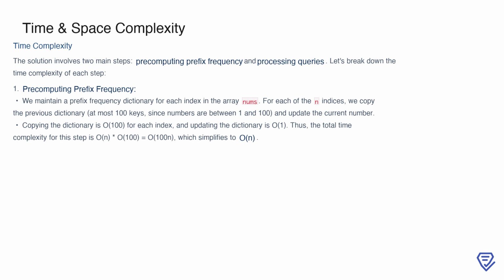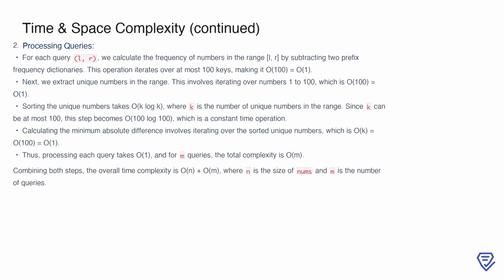Copying this dictionary takes constant time, specifically O(100), and updating the frequency of the current number is an O(1) operation. Multiplying this by the number of indices in the array, n, gives us a total time complexity of O(n * O(100)), which simplifies to O(n). This step is efficient because the constant factor of 100 does not grow with the size of the input. The second step involves processing the queries.